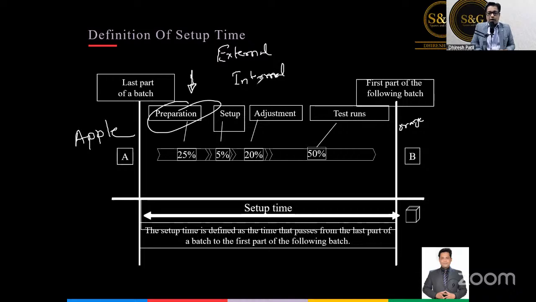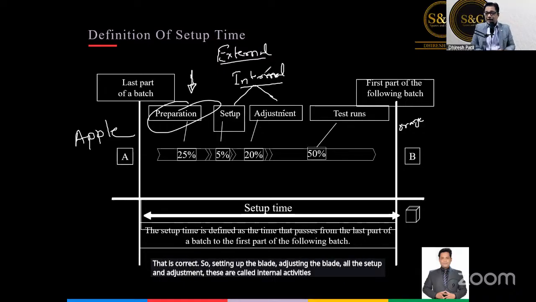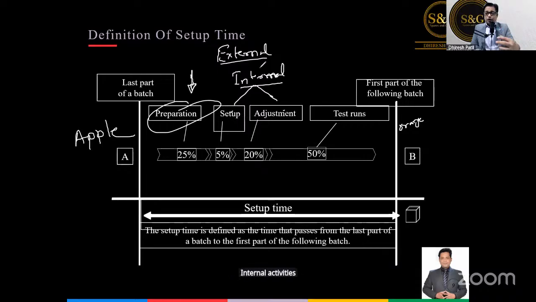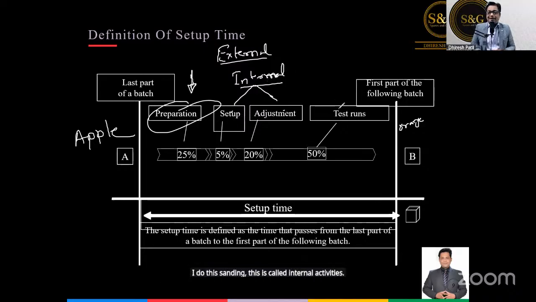That is called it. So setting up the blade, adjusting the blade, all this setup and adjustment, these are called internal activities. Internal activities are the activities where you cannot do these activities without stopping the machine. Are you understanding? This is called internal activities. Okay. Now then the test run.